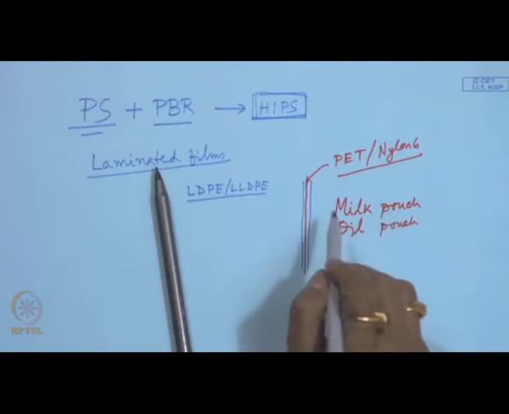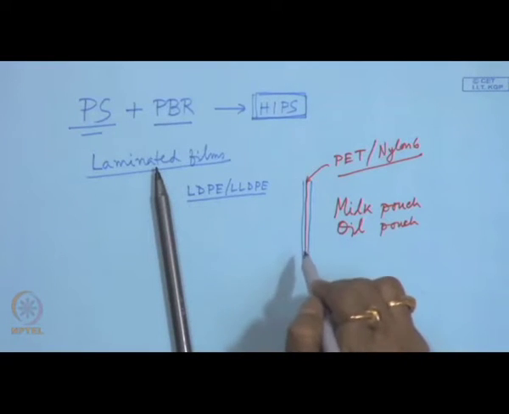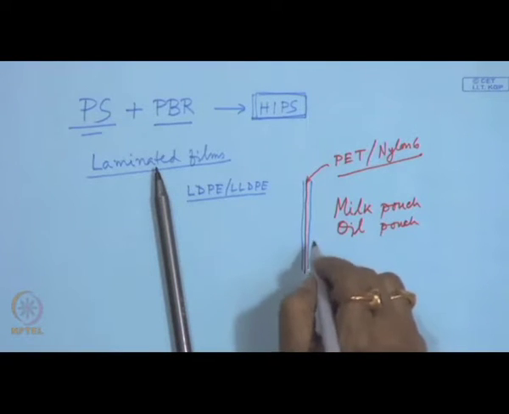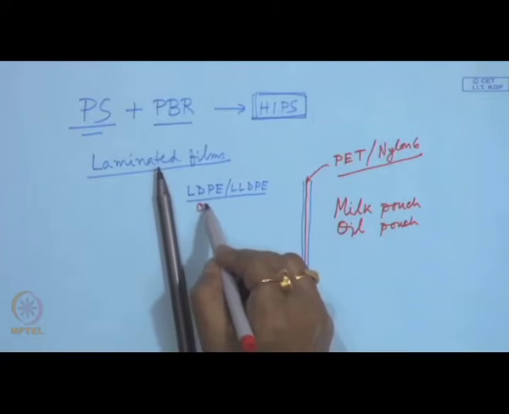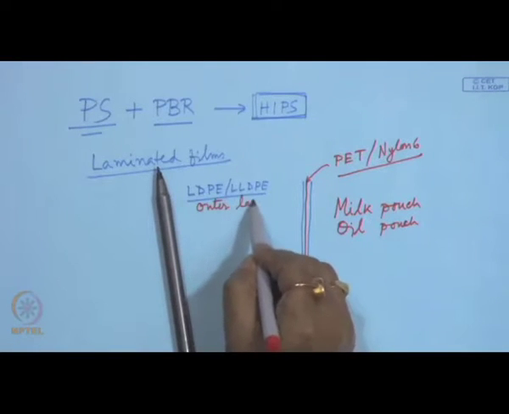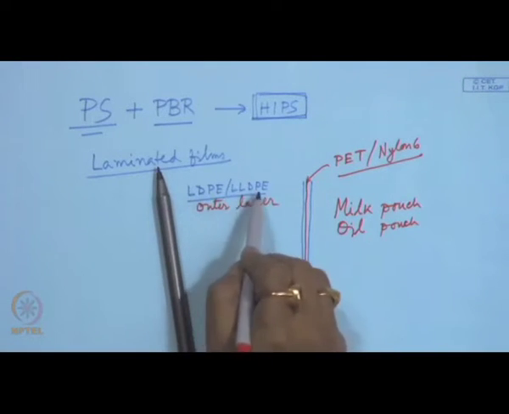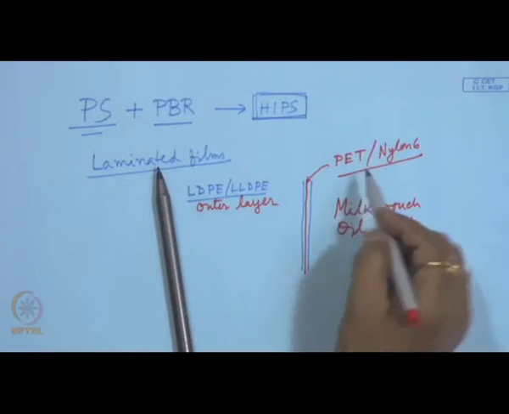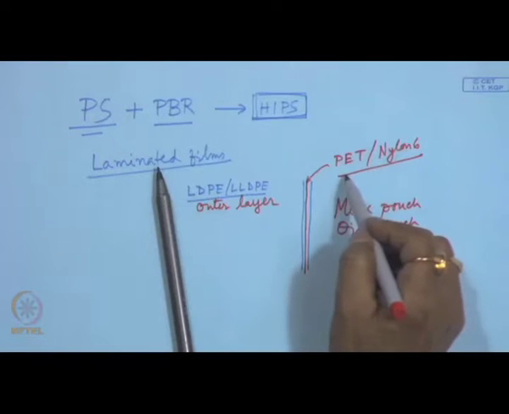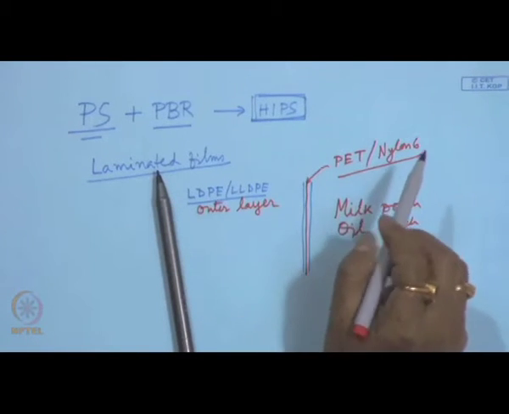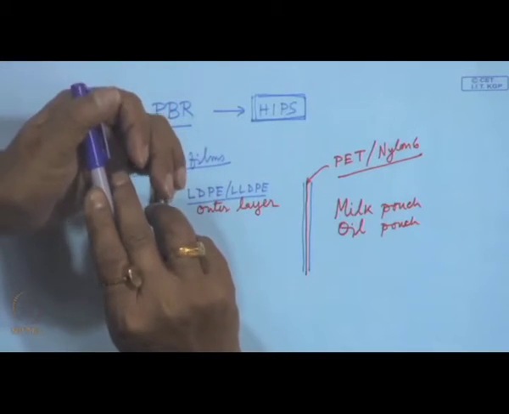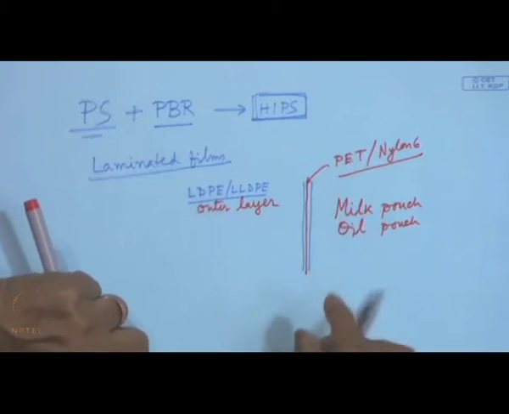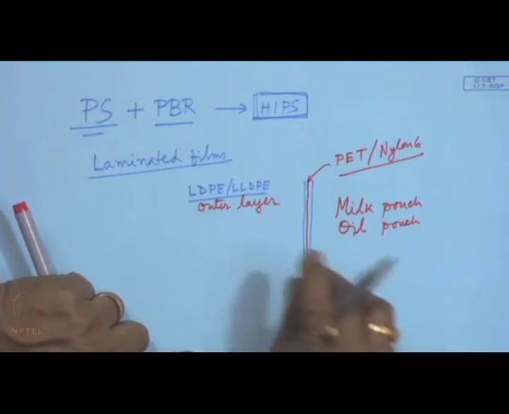These are laminated films, where the outer layer is made of LDPE-LLDPE blend and the inner layer, known as the barrier layer, is polyethylene terephthalate and nylon 6. So, barrier properties are developed in this fashion. Okay.